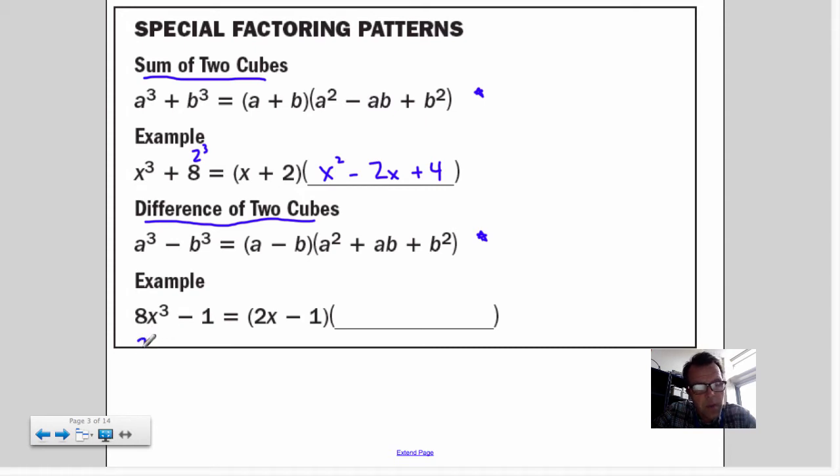The difference of two cubes would look something like this for an example. Here, we'd have 2x raised to the power 3. So our a term is 2x. And 1 is the same as 1 raised to the power 3. So our b term is 1. The formula says a minus b. That would be 2x minus 1. A squared would be 4x squared plus a times b, so that would give us 1 times 2x, which is 2x. And then finally b squared, and b is 1, so that'd be 1. Nice formulas. Again, sum of two cubes and the difference of two cubes.